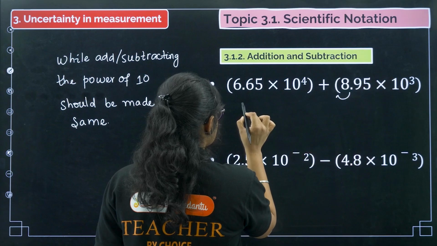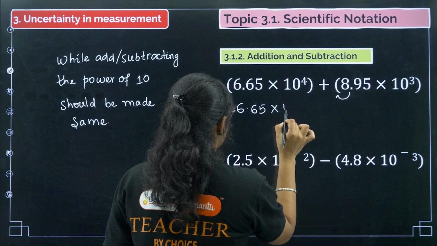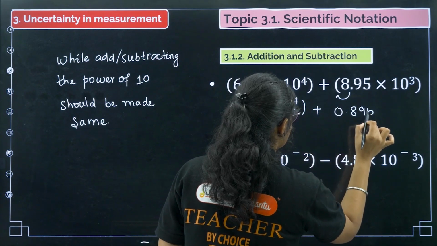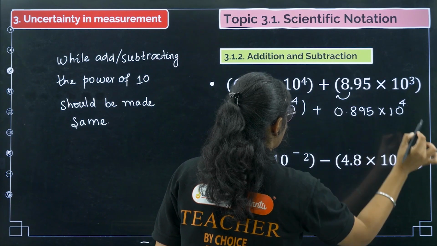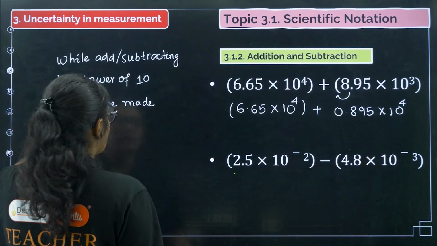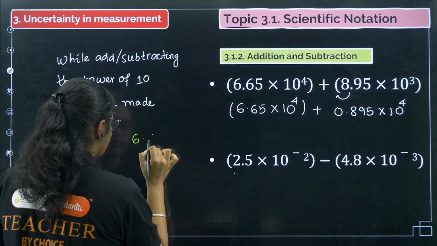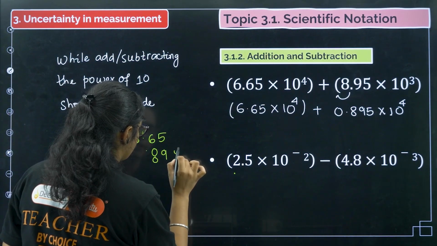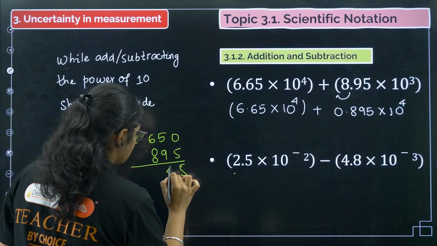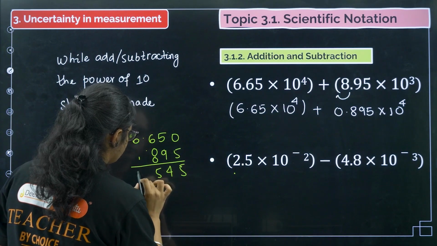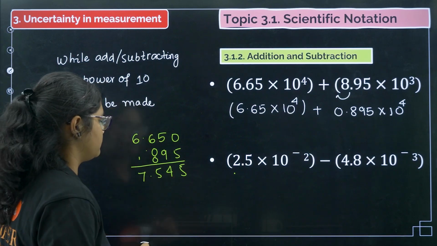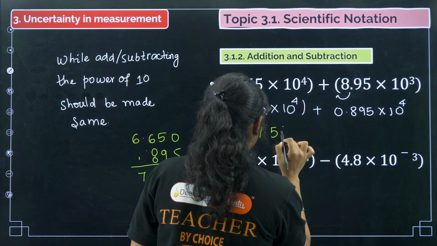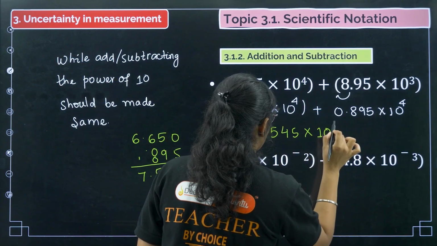So I can write it like this: 6.65 into 10 to the power of 4, plus 0.895 into 10 to the power of 4. Now we add 6.65 and 0.895. If I add, I will get 7.545. So 7.545 into 10 to the power of 4.